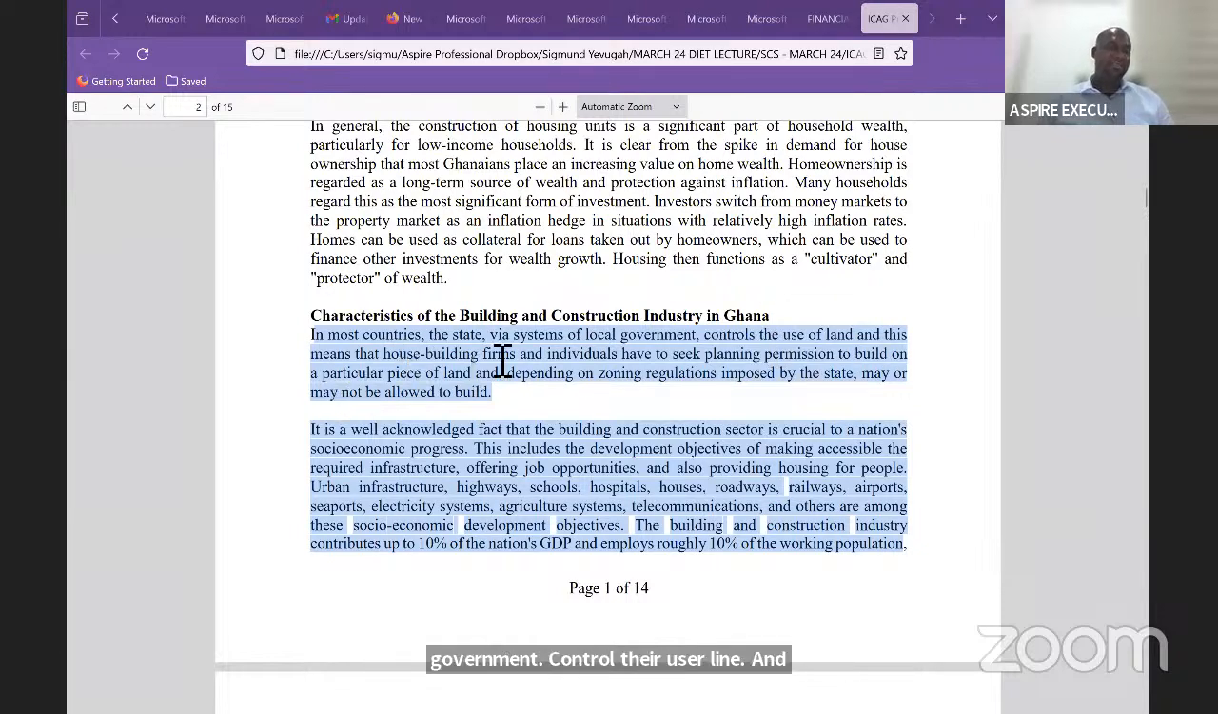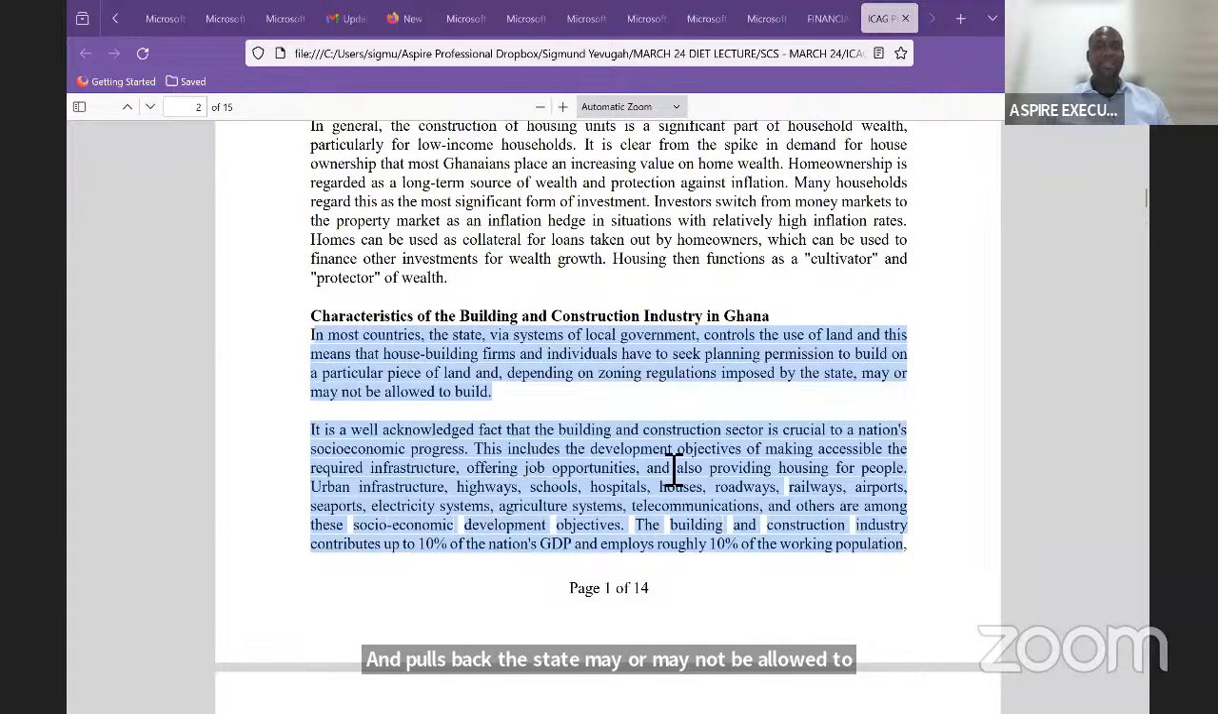And this means that a household building, an individual, has to seek planning permission to build on a particular piece of land. And depending on the zoning regulation imposed by the state, they may or may not be allowed to build. In Ghana, it's the same.